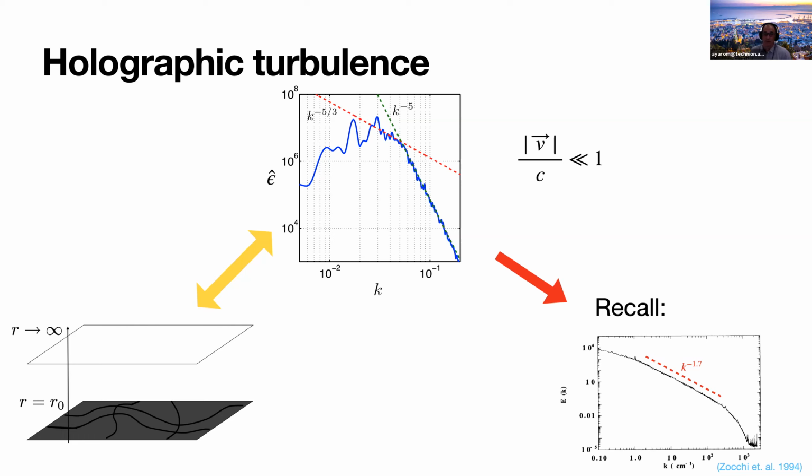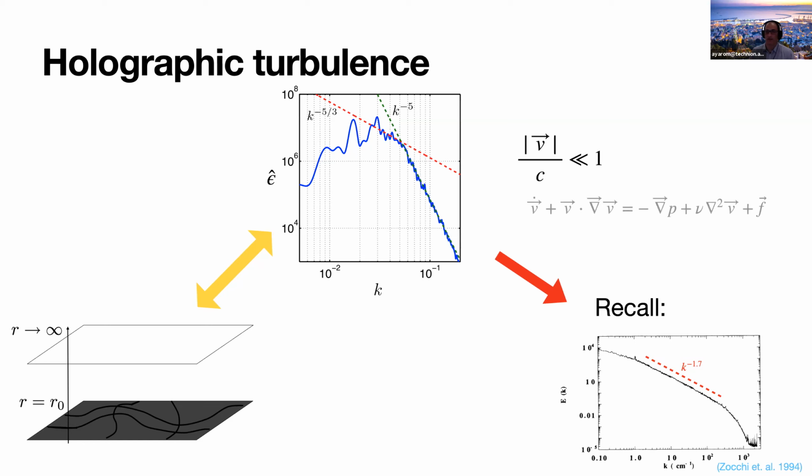Now, if V over C is of order 1, then we're talking about supersonic flow. And then there's this whole issue of shock waves and such that come into play. And turbulence becomes much more complicated, and it's not even clear it's universal. So relativistic turbulence is something that I personally would like to understand. I'm not going to say anything about it in this talk. Everything we're going to do is at small velocities. So we're going to make sure that our velocities are small enough so that the non-relativistic approximation is a good one.